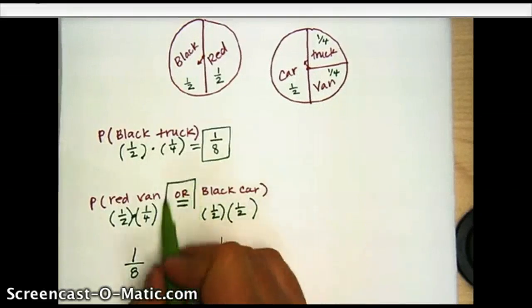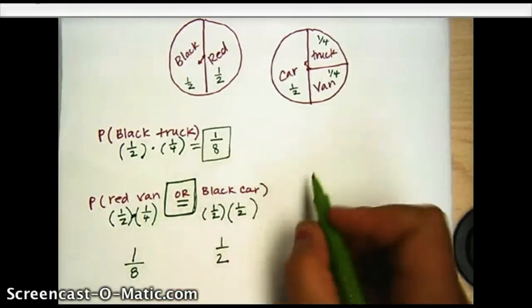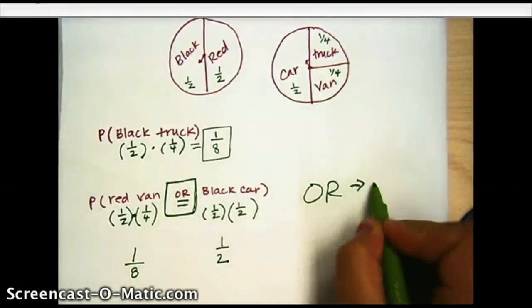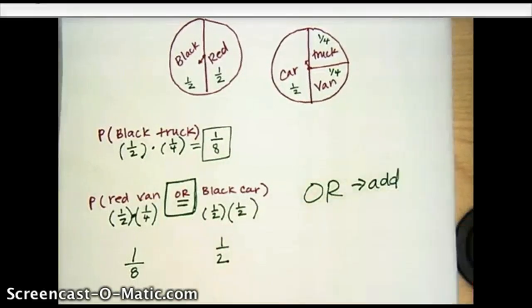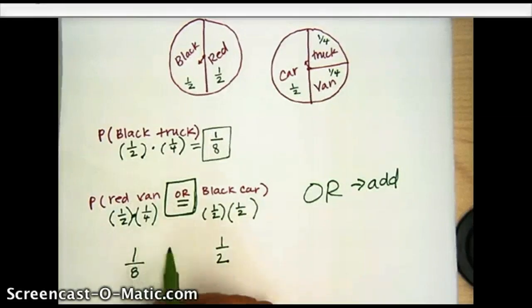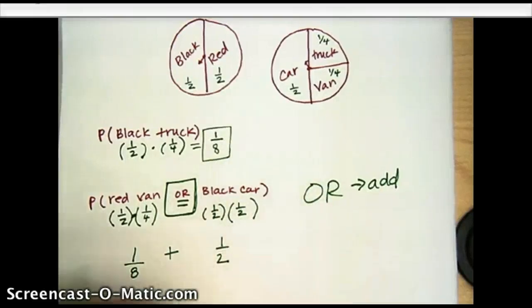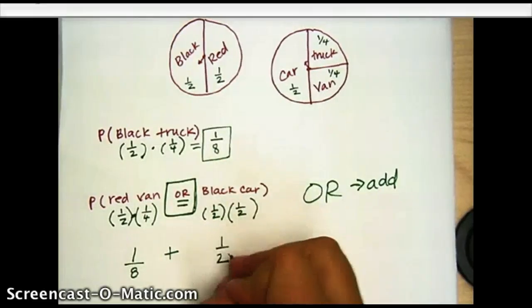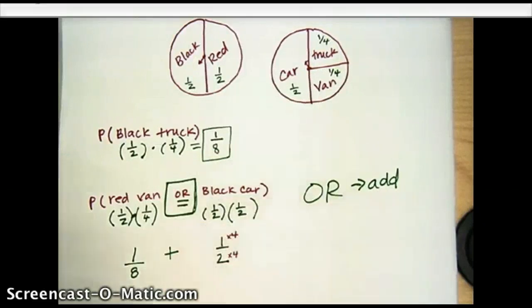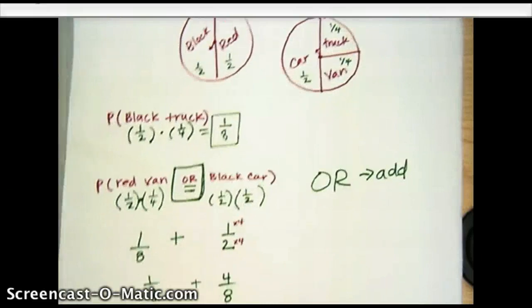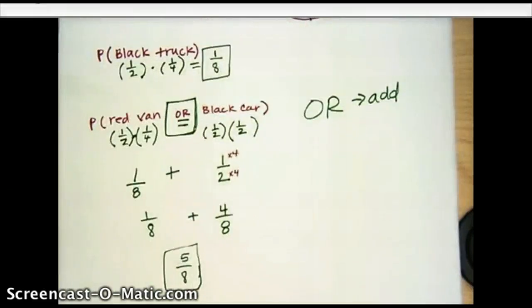Now, every time that you see the word or, you want to add. Okay? Whenever you see or, that means we need to add. So I need to add the red van, 1/8, plus the black car, 1/2. In order to do that, I have to find a common denominator. So times 4 times 4, that gives me 4/8. So now I have 1/8 plus 4/8, which is 5/8. I have a 5/8 chance of getting a red van or a black car.